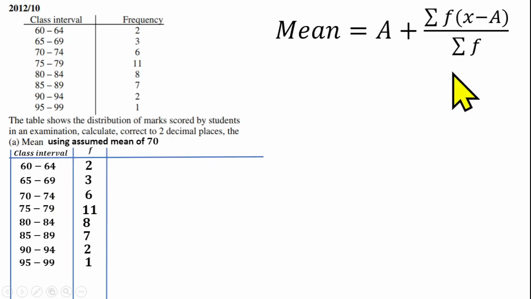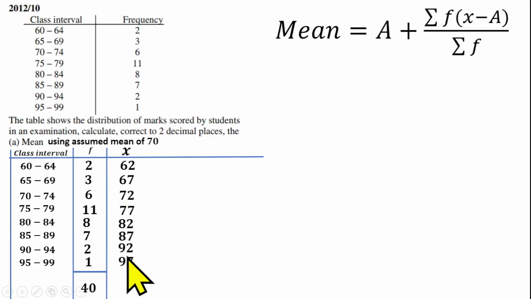Where summation of f, if you sum your f together, we have 40. Then we need to compute our x minus the assumed mean, but we don't have our x. We have class intervals, so we need to compute our x. 60 plus 64 gives us 124 divided by 2, that is 62. If you compute your x like that, you get this, which I believe you understand how we got.